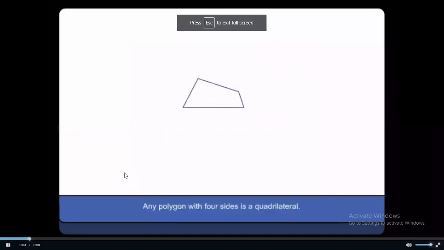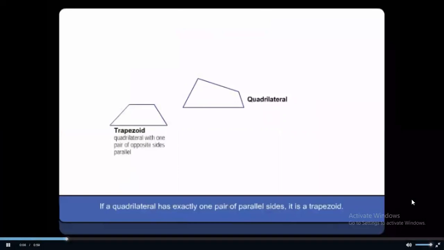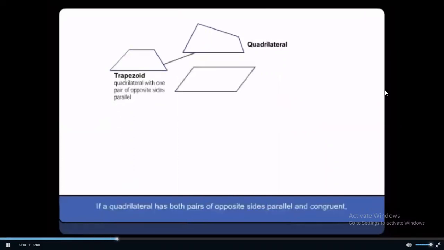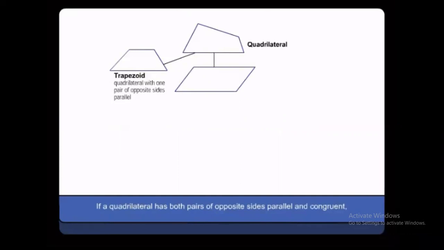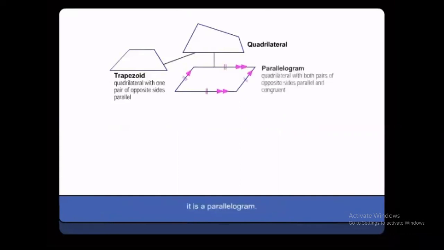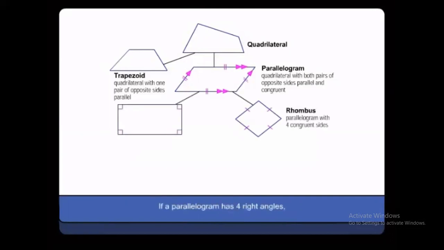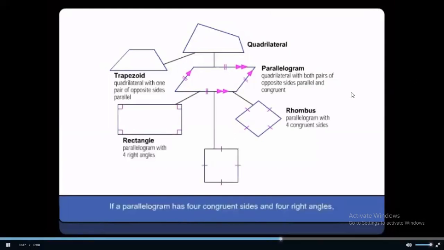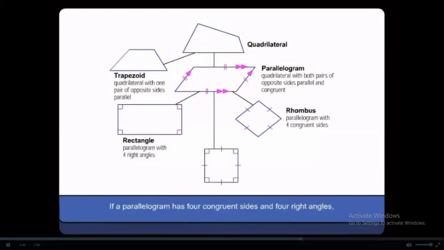A polygon with four sides is a quadrilateral. If a quadrilateral has exactly one pair of parallel sides, it is a trapezoid. If a quadrilateral has both pairs of opposite sides parallel and congruent, it is a parallelogram. If a parallelogram has four congruent sides, it is a rhombus. If a parallelogram has four right angles, it is a rectangle. If a parallelogram has four congruent sides and four right angles, it is a square.